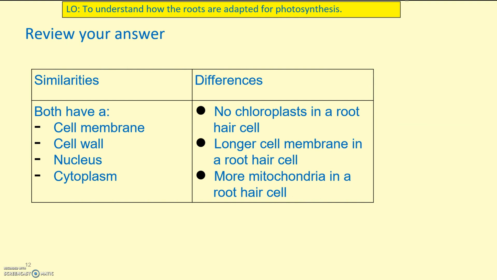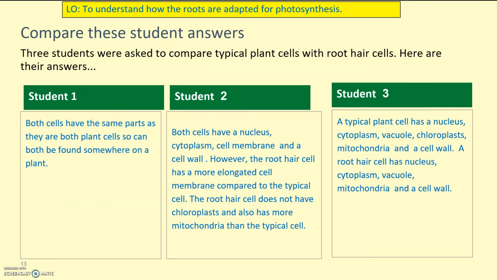You may have said that both root hair cells and plant cells have a cell membrane. They have a cell wall, a nucleus, a cytoplasm, and they're different because the root hair cell has no chloroplast because there's no need for it. There's a longer cell membrane in a root hair cell, and there's more mitochondria in a root hair cell.